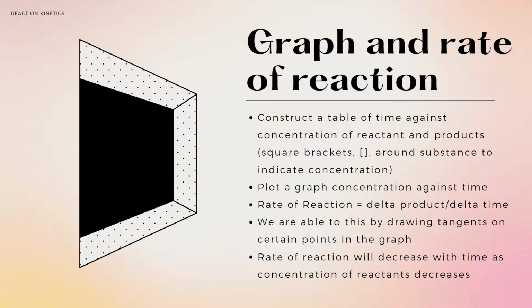Graphs and rates of reactions. To find the rates of reactions, we construct a table of time against the concentration of reactants and products. We write square brackets around the substance to indicate that it is the concentration of the substance. We then plot a graph of concentration against time. To find the rate of reaction, we use the equation: rate of reaction equals delta product over delta time. We can do this by drawing tangents at certain points on the graph, and the rate of reaction will decrease with time as the concentration of reactants decreases.